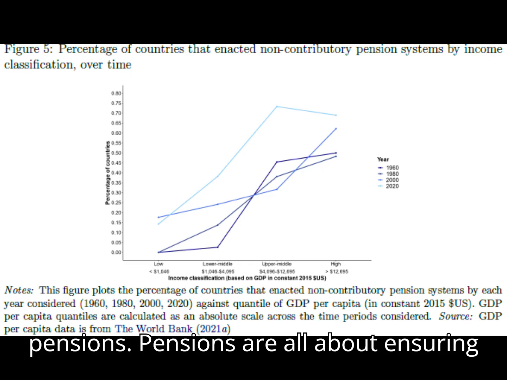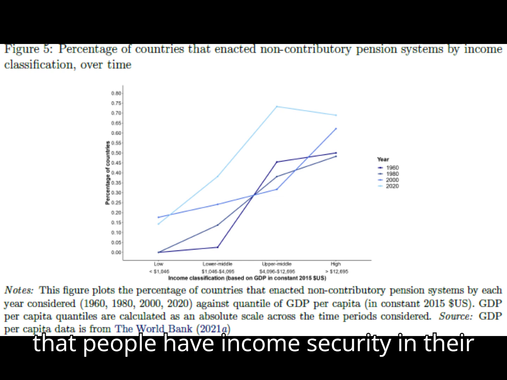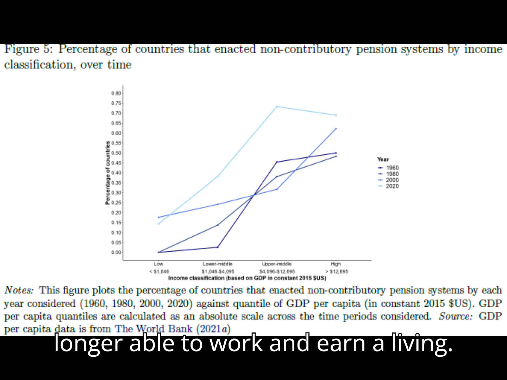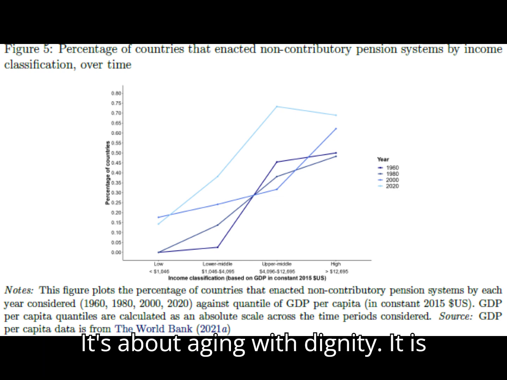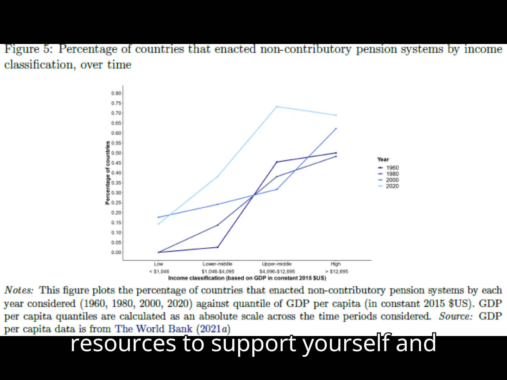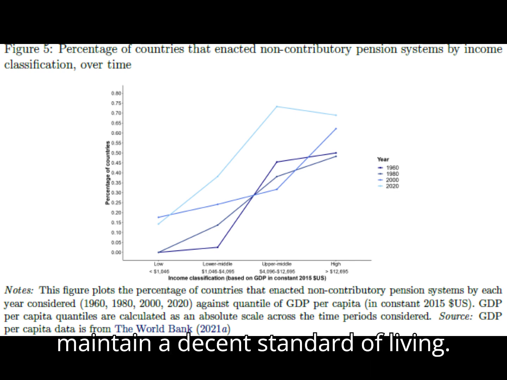No, there's not. It's about finding the right approach for the specific context, taking into account the political will, the available resources, and the capacity of the system to manage complexity. I couldn't agree more. Okay, let's move on to another critical type of social insurance. Pensions. Pensions are all about ensuring that people have income security in their old age, a safety net for when they're no longer able to work and earn a living. It's about aging with dignity, knowing that you'll have the financial resources to support yourself and maintain a decent standard of living.